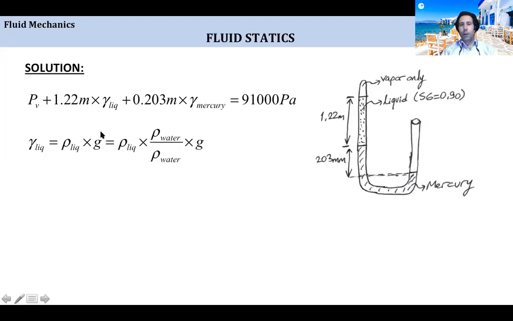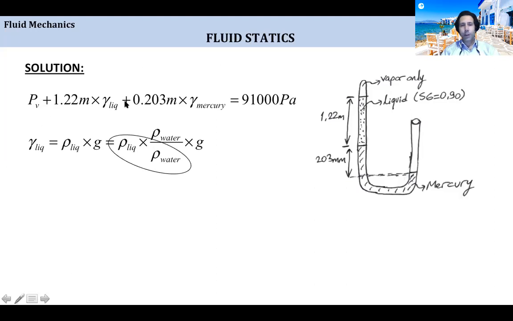So what we need to know is, the specific weight of mercury is given in the problem statement. We need to know the specific weight of the liquid. It's not directly given in the problem, but we can calculate it. Remember, the definition of specific weight is density times gravitational acceleration. And we will do exactly the same trick that we did in the previous modules. We multiply this by density of water and divide it by density of water. So basically we are not doing anything. We are multiplying it with one, okay? Multiply and divide with the same value means we are multiplying with one. So this is the mathematical trick that we apply here.